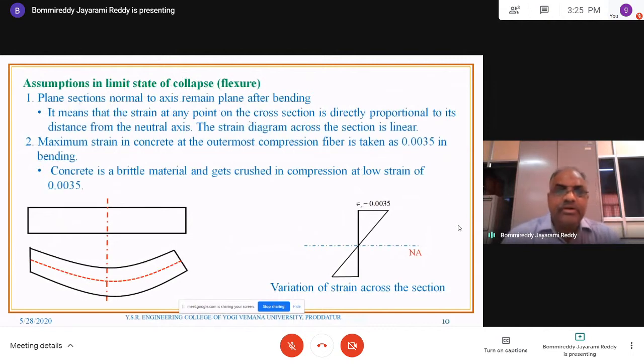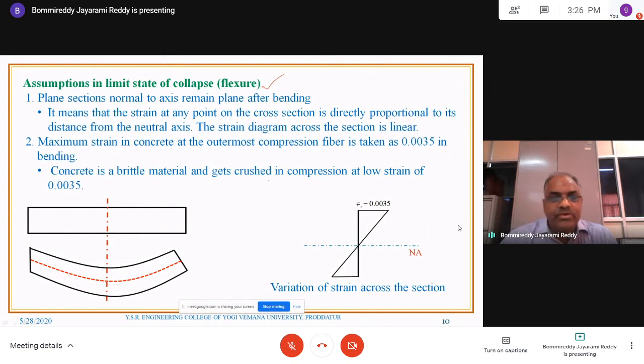Now let us go deeper into the limit state of collapse. Now let us go for flexure. Flexure means the design of a structure for bending. These are the assumptions that are taken from the IS code, because IS 456 is the only base for the complete design of RCC.